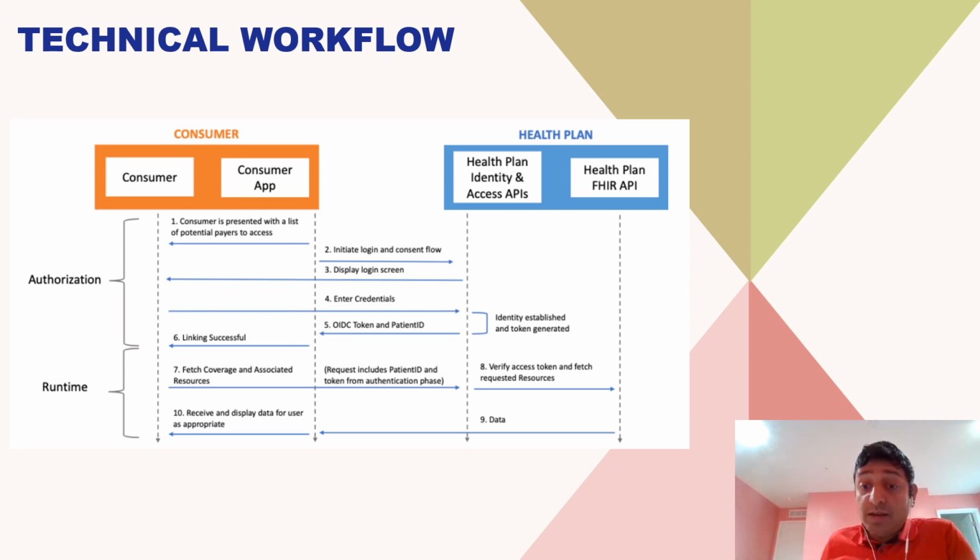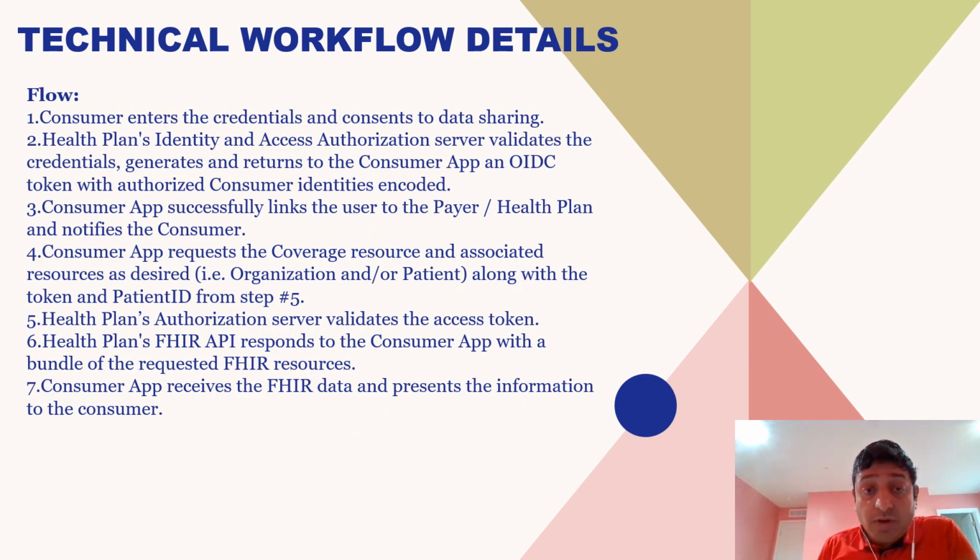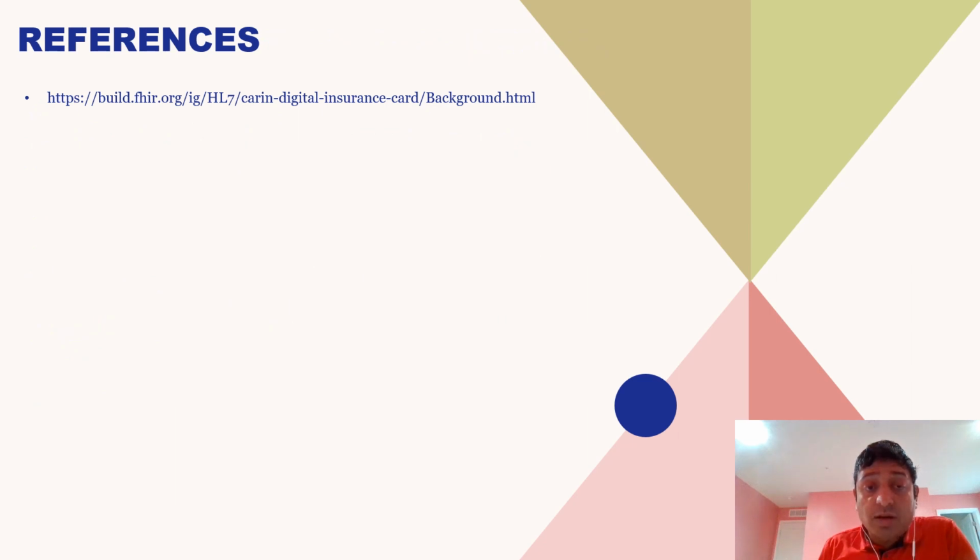So basically in this workflow, the patient is using a third-party app. They request the digital insurance card information. Their identity is authenticated. Based on that, the health insurance or the payer company returns that information on the third-party app UI, and the patient can display that information to the provider so that the provider can verify their identity and provide the coverage based on the defined benefits. The next couple of slides talk about the workflow that we have already covered.